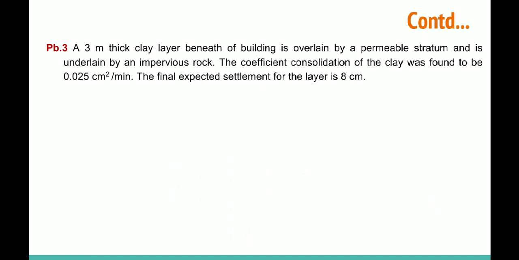Next question: we have a 3 meter thick clay layer beneath the building, overlain by a permeable strata and underlain by an impervious rock. Impervious rock, water cannot flow through this. So this is an example of a single drainage system. The coefficient of consolidation of the clay was found to be 0.025 centimeter square per minute. The final expected settlement of the clay layer is 8 centimeter.